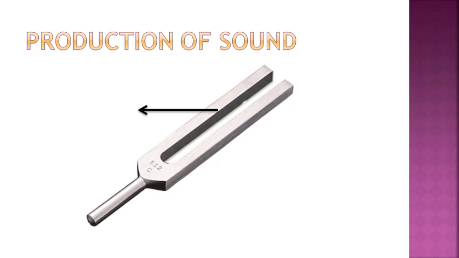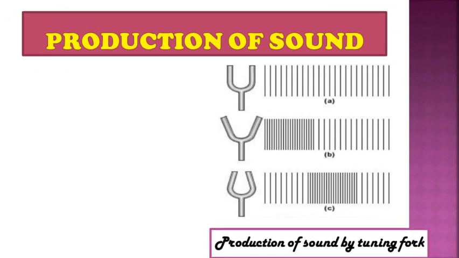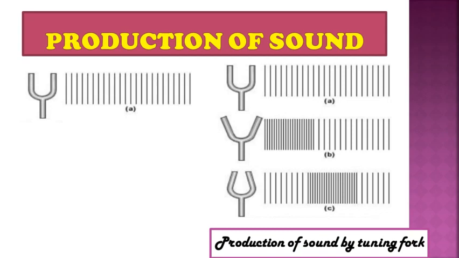A tuning fork is made up of two prongs. You can see the two prongs on the tuning fork, and the below part is nothing but a stem. So these are the prongs and below it is a stem. Now, keeping the stem steady, if the prongs are struck, what happens? They will start vibrating. And you can see on the right hand side one picture A, B, C.